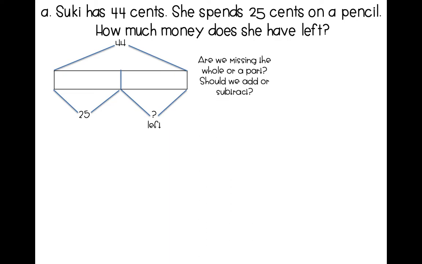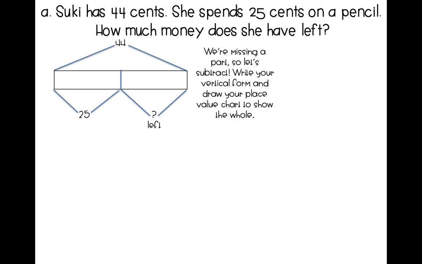Are we missing the whole or a part? That's right, our whole is 44. We're missing that part. Does that mean we should add or subtract? Exactly, we're missing a part, which means we need to subtract. Let's write our vertical form and draw our place value chart to show our whole.